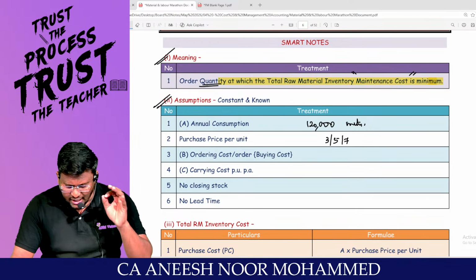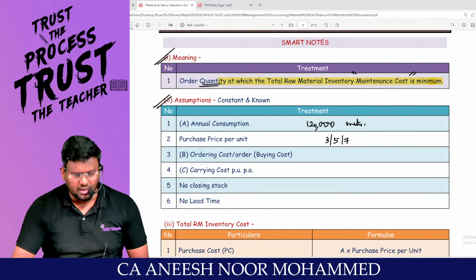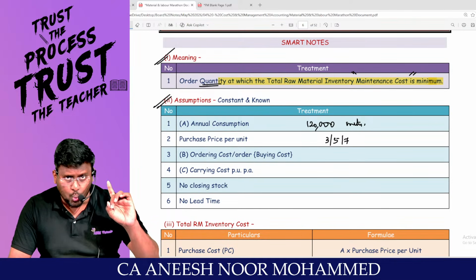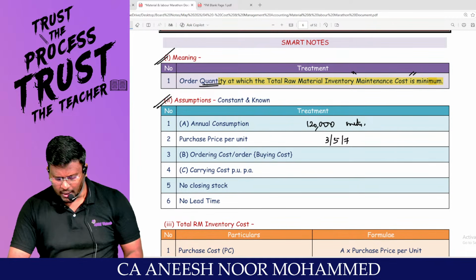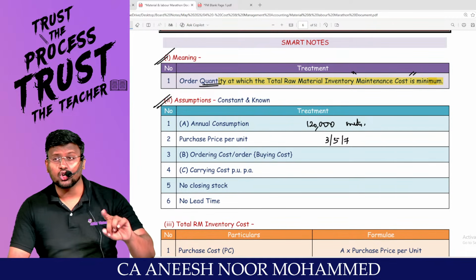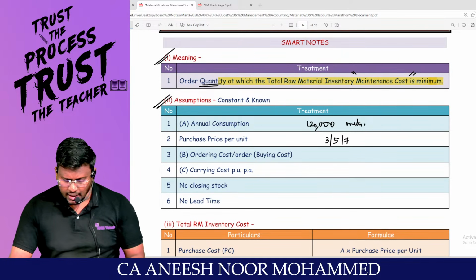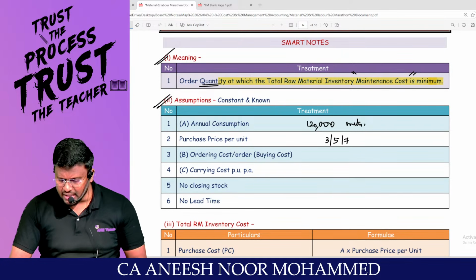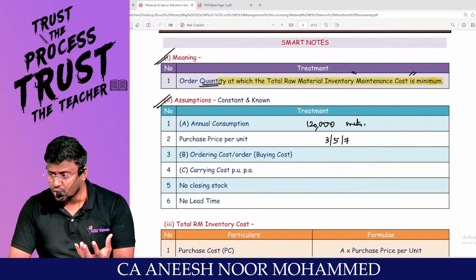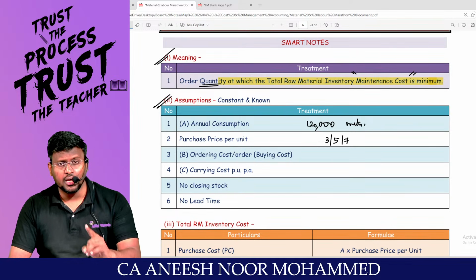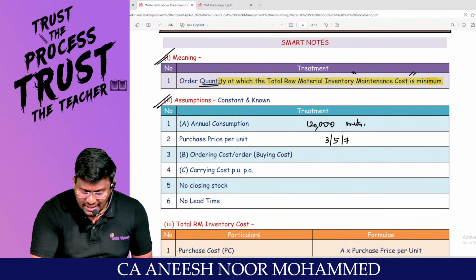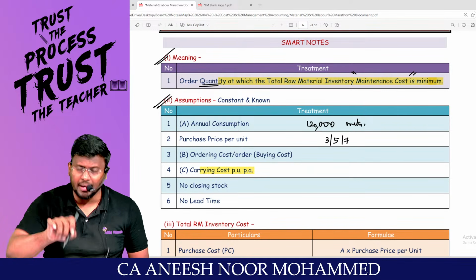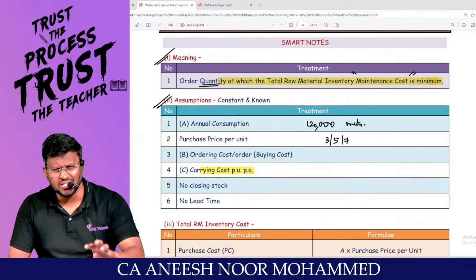And ordering cost or buying cost, that means in order to place an order one time, how much cost I am supposed to incur, I know. That's what ordering cost per order. And my dear lovable students, C stands for carrying cost. In order to carry 1 unit for 1 year, that's what carrying cost per unit per annum.